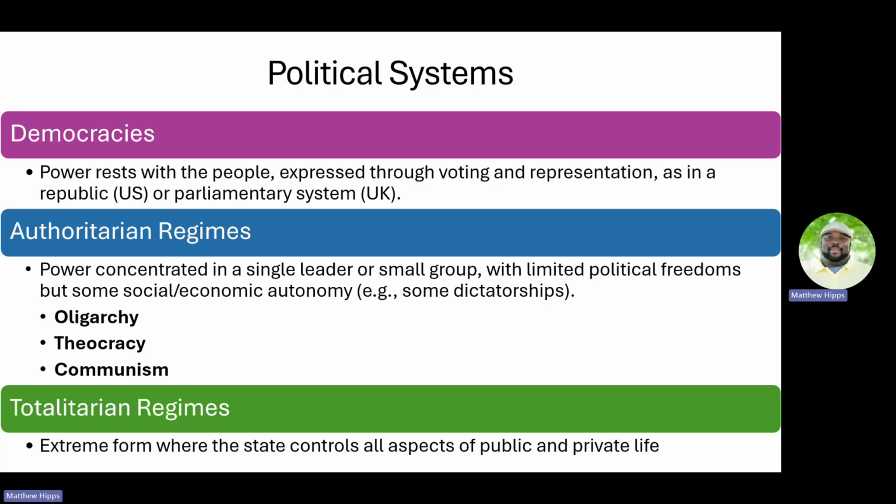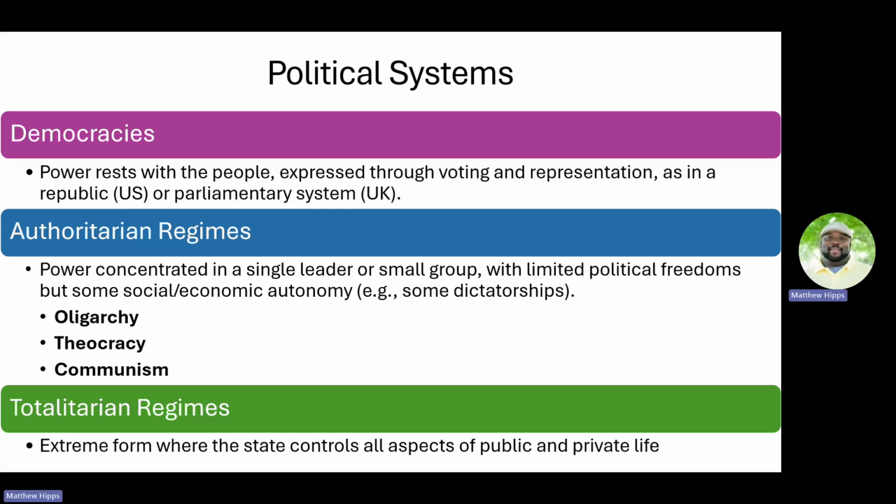We're going to focus on three in particular: democracy, which is the broad political system of the United States, where power rests with the people. It can be expressed directly, where the people actually run the government, through a representative system, which is like the United States, where we elect people who then represent us, or a parliamentary system, which is a shared system of power, like the United Kingdom.